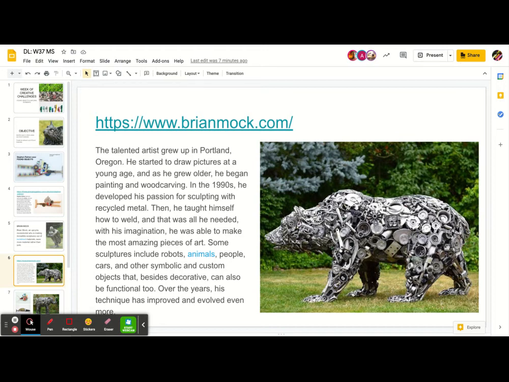With his imagination, he was able to make the most amazing pieces of art. Some sculptures include robots, animals, people, cars, and other symbolic and custom objects that, besides decorative, can also be functional too. Over the years, his technique has improved and evolved even more. So as artists, and as you also will know as an artist, the more you use a type of material or medium, you become better and better at it. Skilled, some would say. So after a while, he started exploring these materials and knowing how they worked and creating these sculptures out of them.